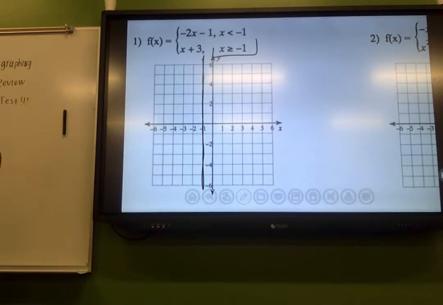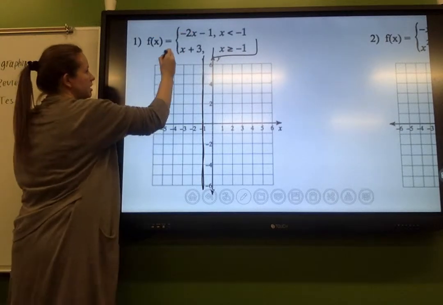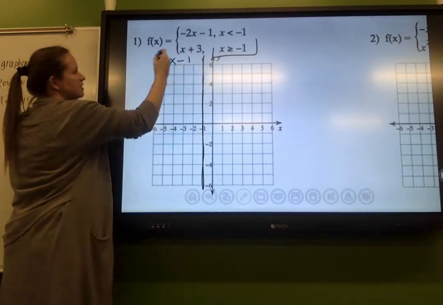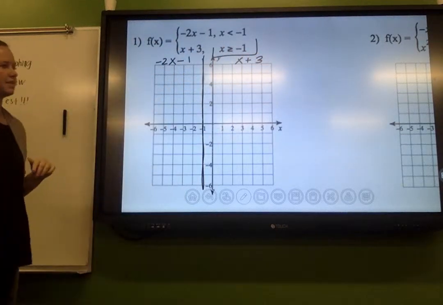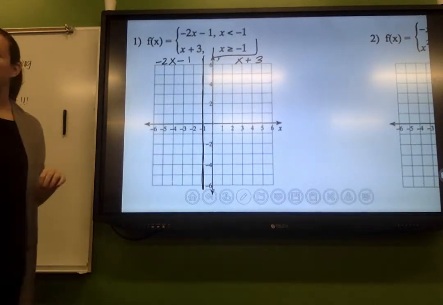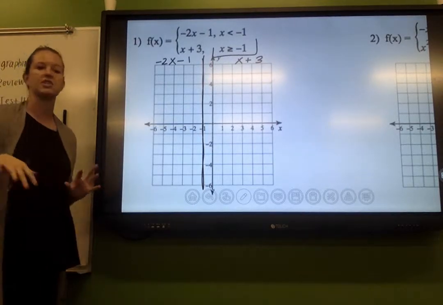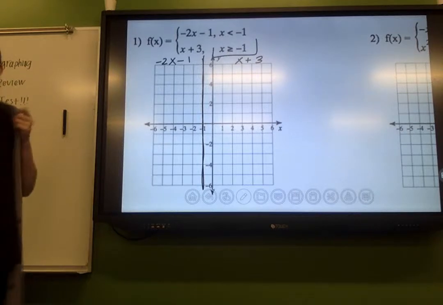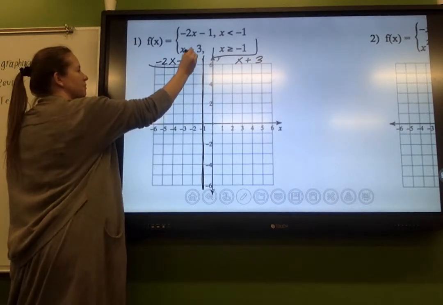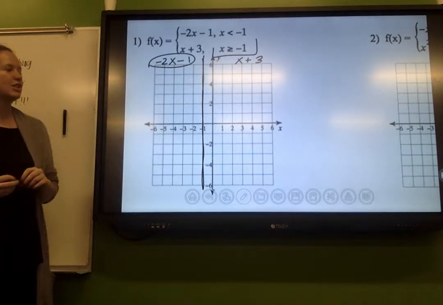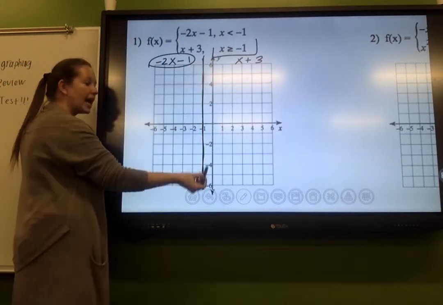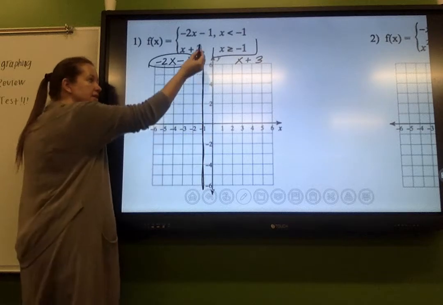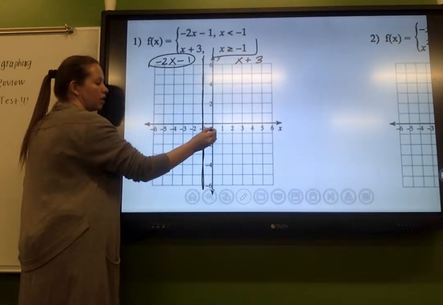Which equation is going to be on the left side? Usually the top one. No, this one, right? So negative 2x minus 1 is on this side, and then x plus 3 is going to be on this side. So hopefully you're using a pencil, remember, not a pen, so we can erase if necessary. Let's graph this. Okay, we're starting with this one. This one has a cute little y-intercept of negative 1. So go to the y-axis, not your line, the y-axis, and you go to negative 1 on the y-axis.